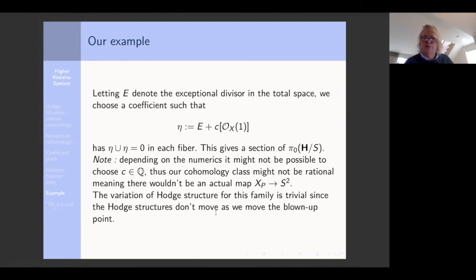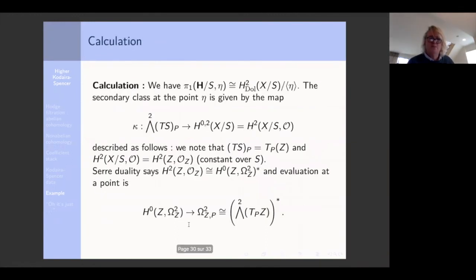The variation of Hodge structure for our family is trivial, as I said before. When we blow up a moving point, we don't change the variation. We don't change the Hodge structures. And so here's the calculation. This was done a long time ago. It was pretty complicated, and I think it should be done better, but I haven't done that recently.